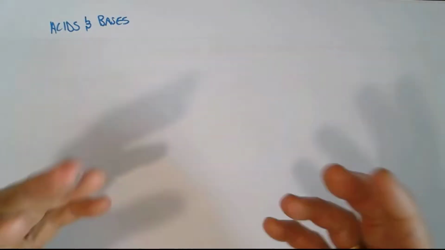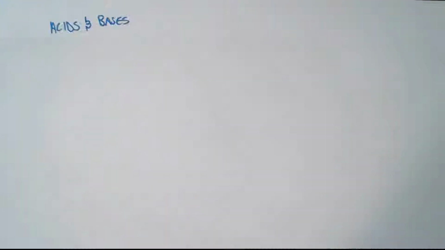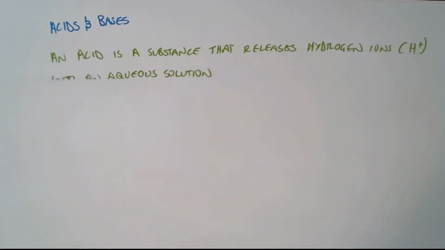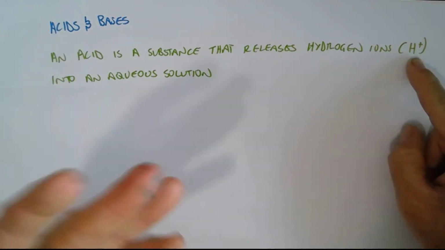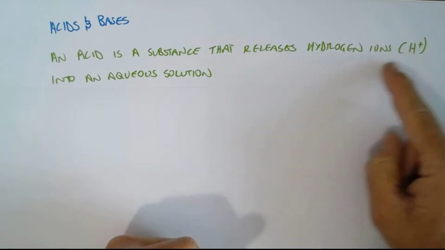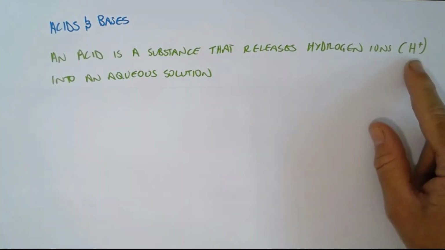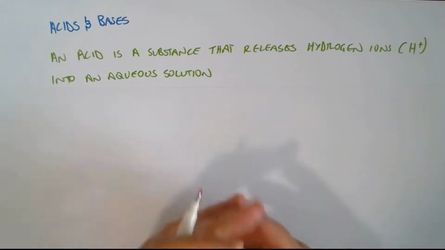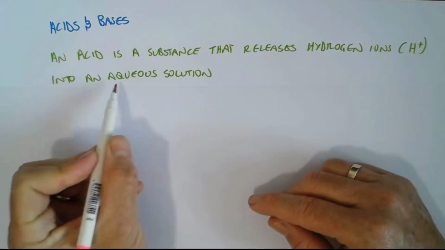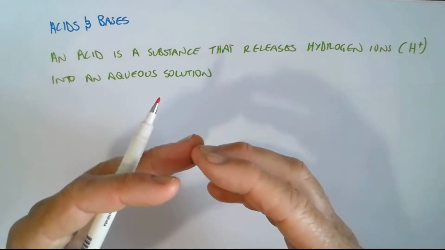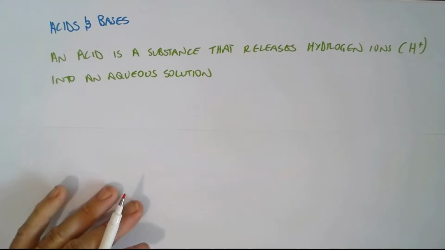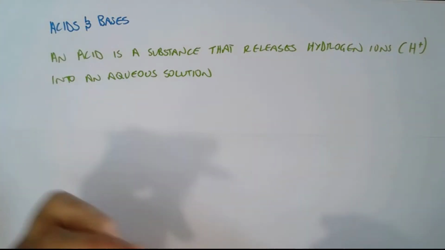An acid is a substance that releases hydrogen ions when it's placed into an aqueous solution. So hydrogen ions, that's hydrogen, but an ion, of course, is a charged atom. So a hydrogen ion is H+, and that's what's released into an aqueous solution. Aqueous means that it contains water. So when an acid is placed into water, it releases hydrogen ions.